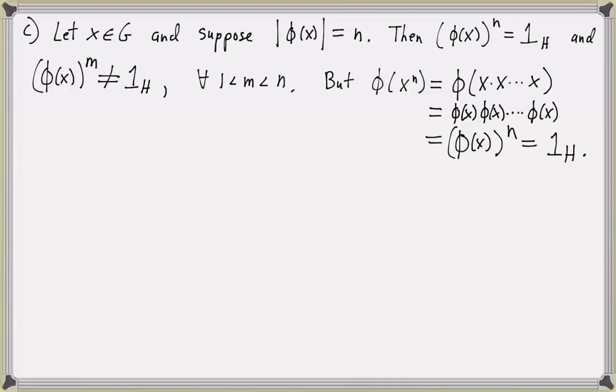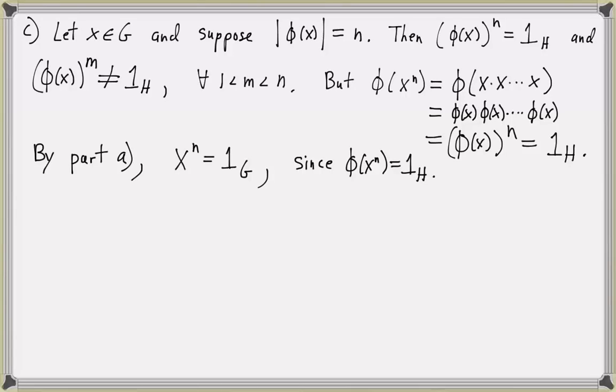Now we're going to use statement A. So consider part A of this theorem, which states that the identity element of G gets mapped to the identity element of H. But we just showed that phi of x to the n equals the identity element of H. So therefore, by part A, x to the n must be equal to the identity element of G. Again, this is since phi of x to the n is the identity element of H. So this shows that the order of x cannot be bigger than n, because we just demonstrated that x to the power n is the identity. So then the order of x is less than or equal to n.